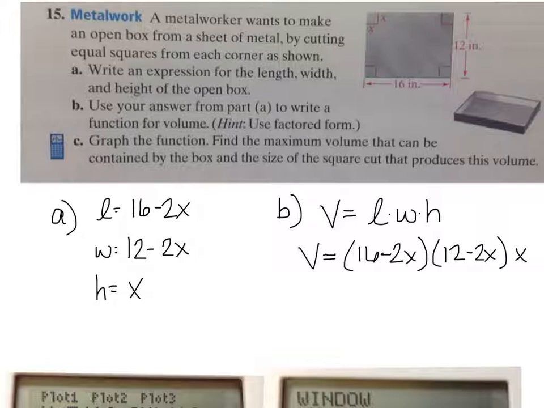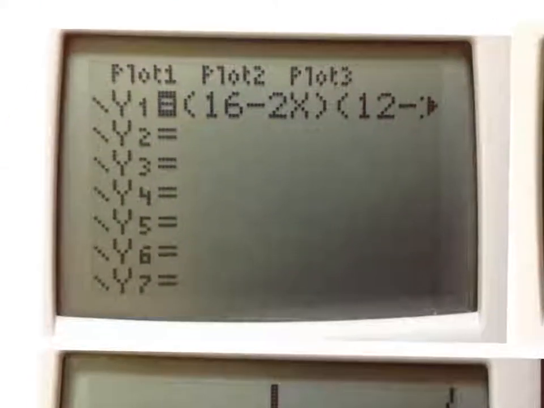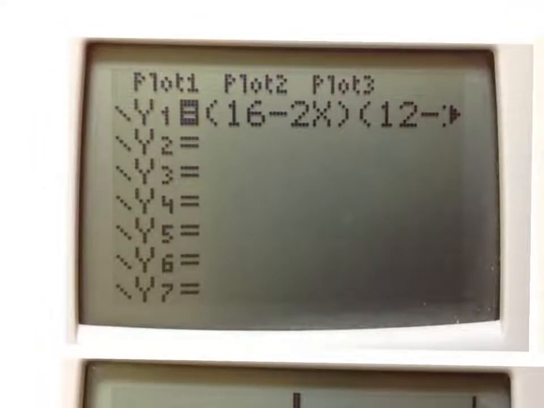Part C is where the calculator comes in. It says graph the function. Find the maximum volume that can be contained by the box and the size of the square cut that produces this volume. So how can we maximize how much our cake is? How can we maximize the size of our cake? That's how I'm thinking about it. So what size little square do we cut out in order for the pan to have maximum volume? So let's go to your calculator, and you are going to input this exactly how you see it in y equals. You're going to go down to y equals and put that equation in.